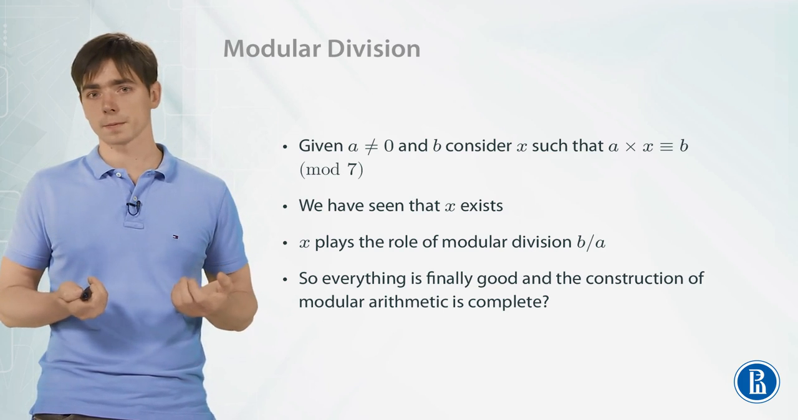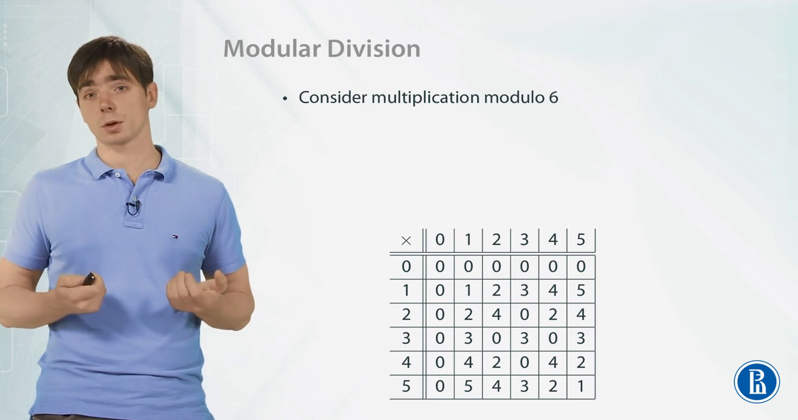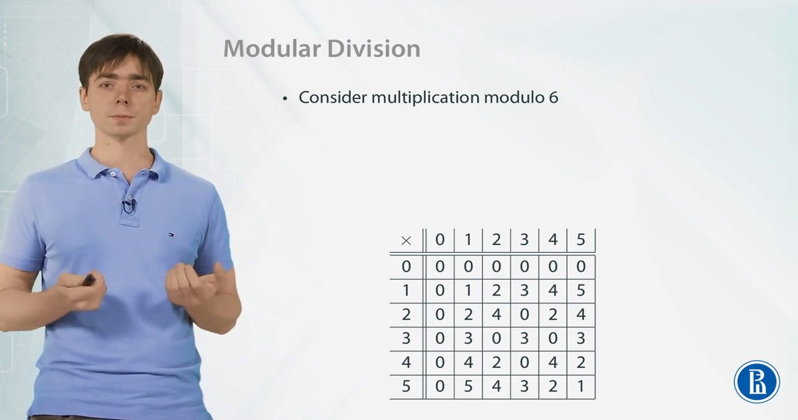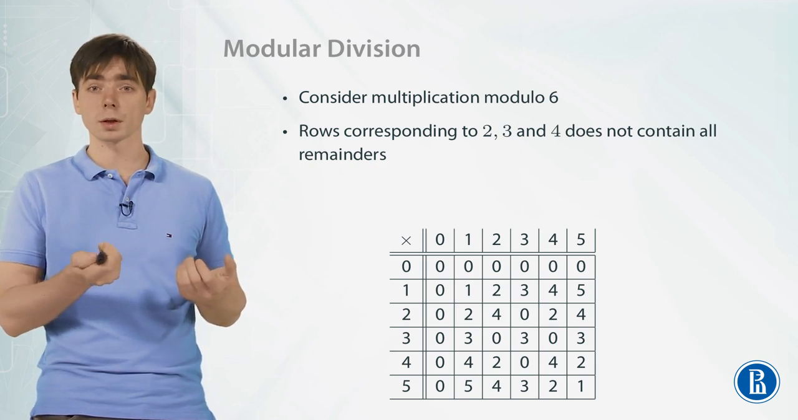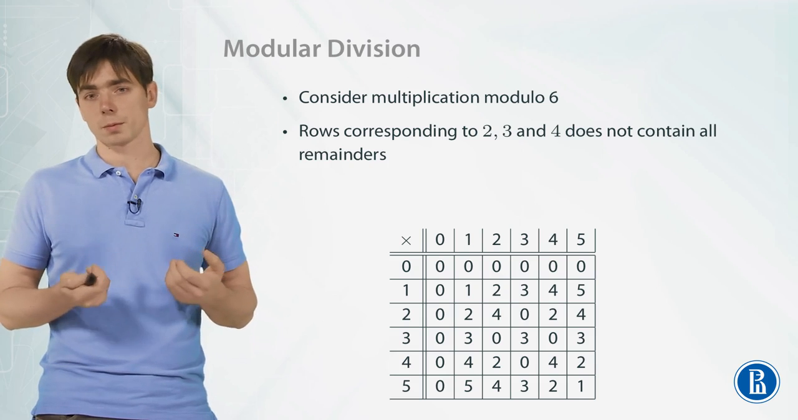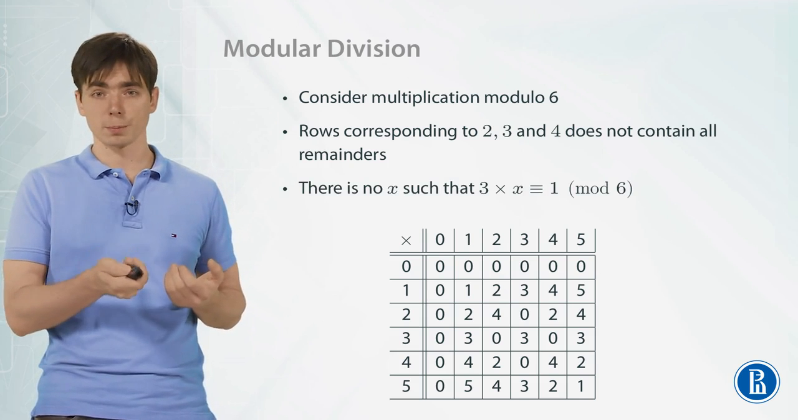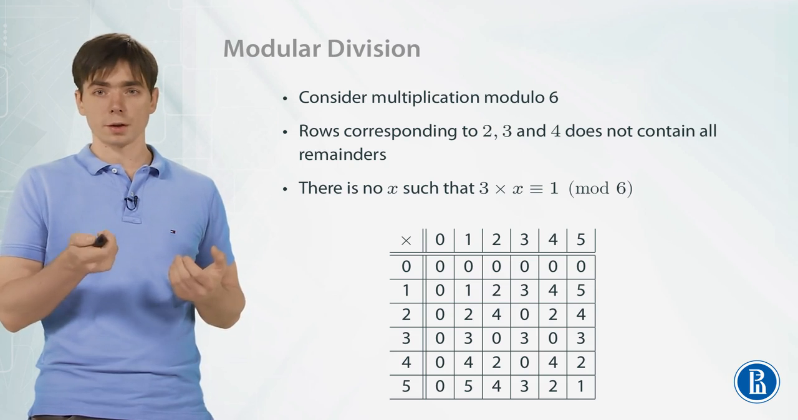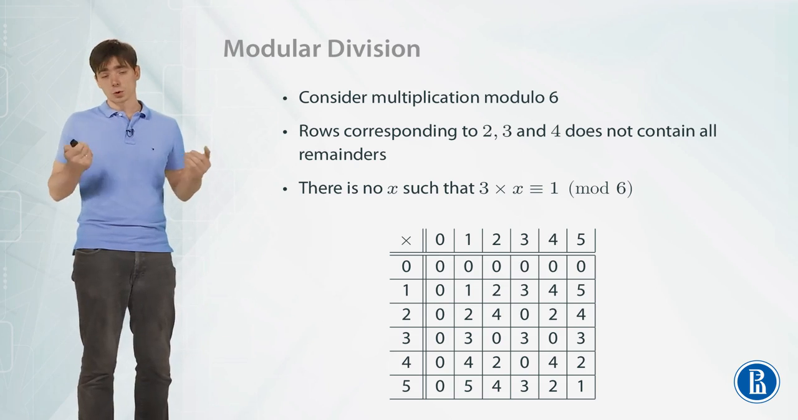Is this right? It turns out that no, and for this let's consider some other modulus. Instead of 7, let's consider 6, and let's consider multiplication modulo 6. And here is the table. And observe that rows that correspond to numbers 2, 3, and 4 do not contain all possible remainders. So there are some remainders which are not present here. In particular, if we pick a to be equal to 3, so we pick the row labeled by 3, and we pick value 1 in the right-hand side, then there is no such x, there is no such column such that 3 times x is congruent to 1 modulo 6. So this is not always possible.